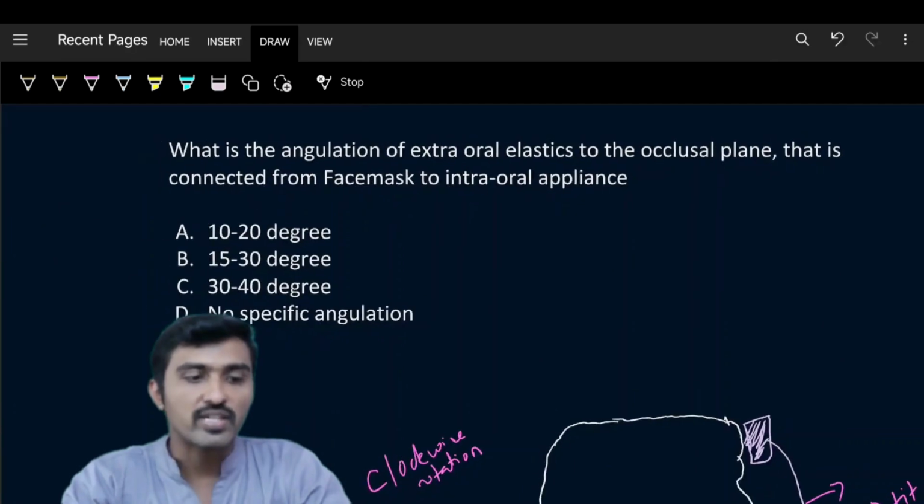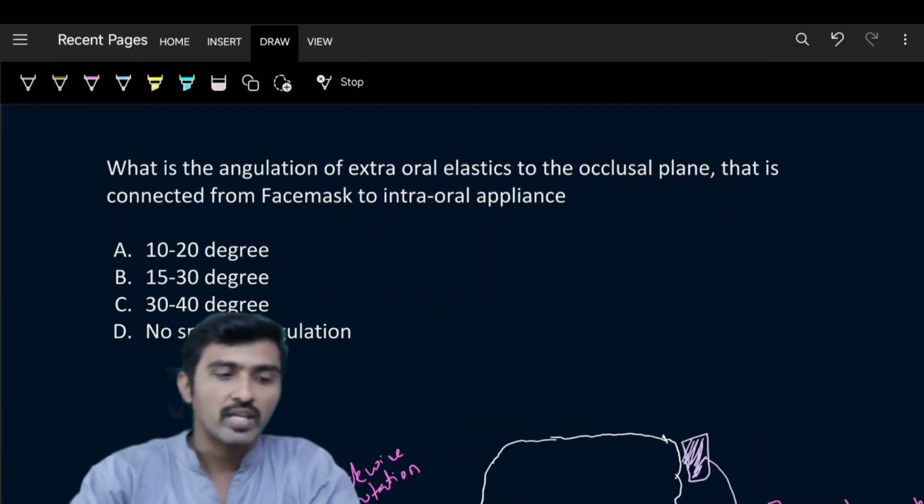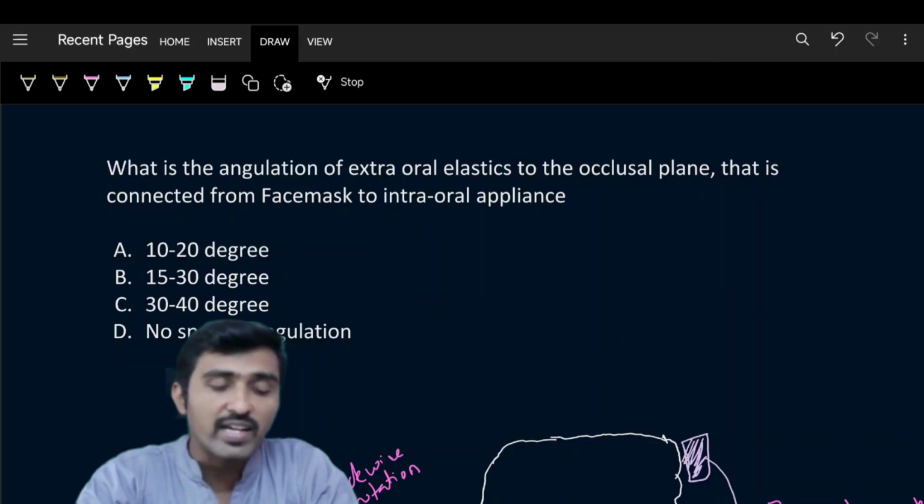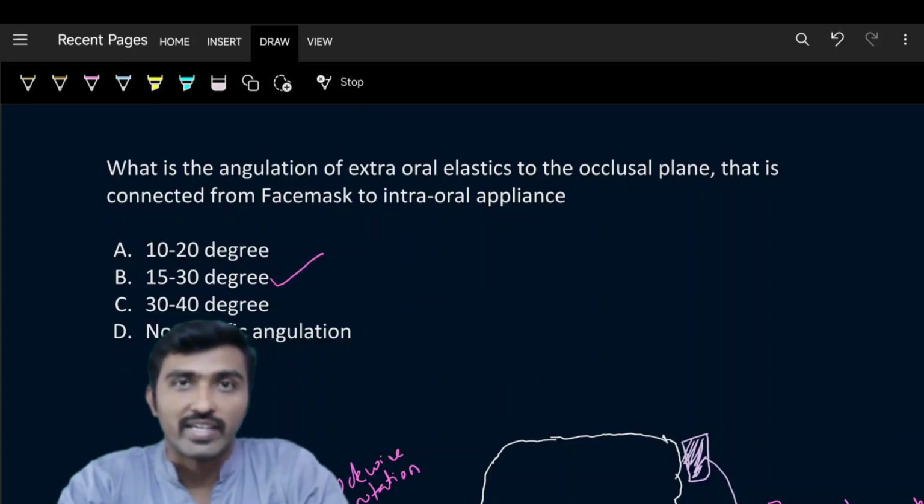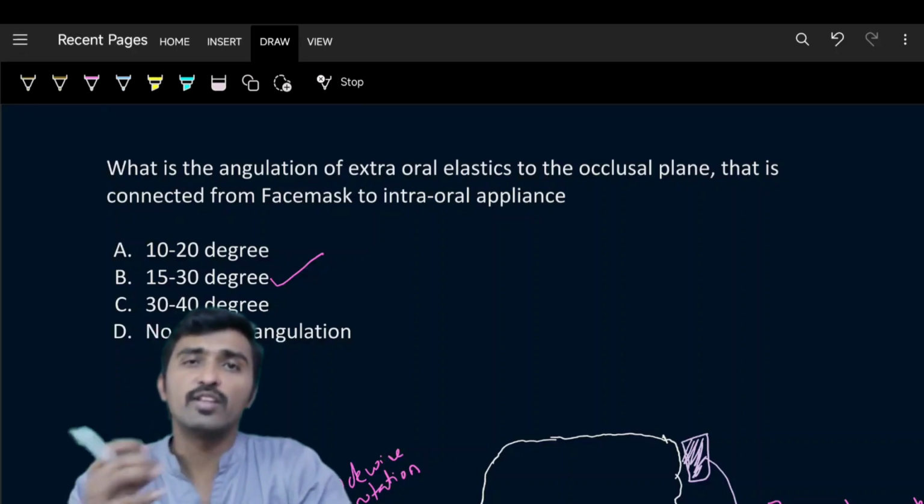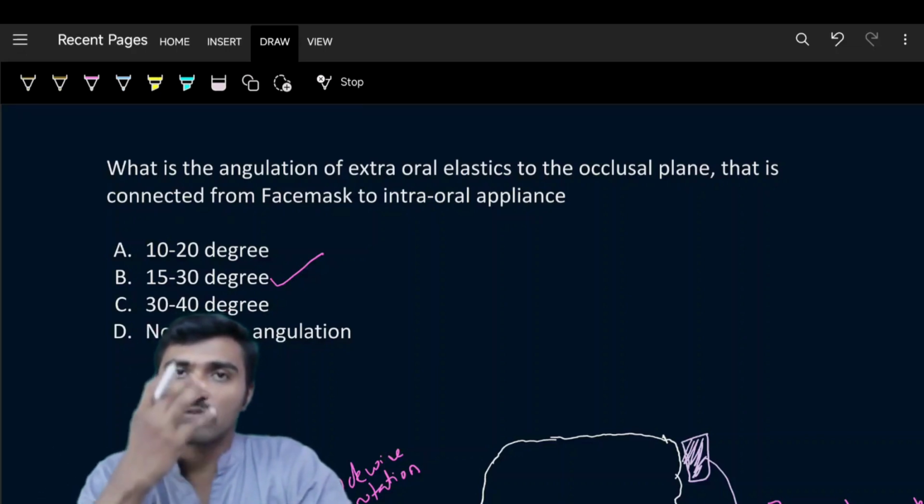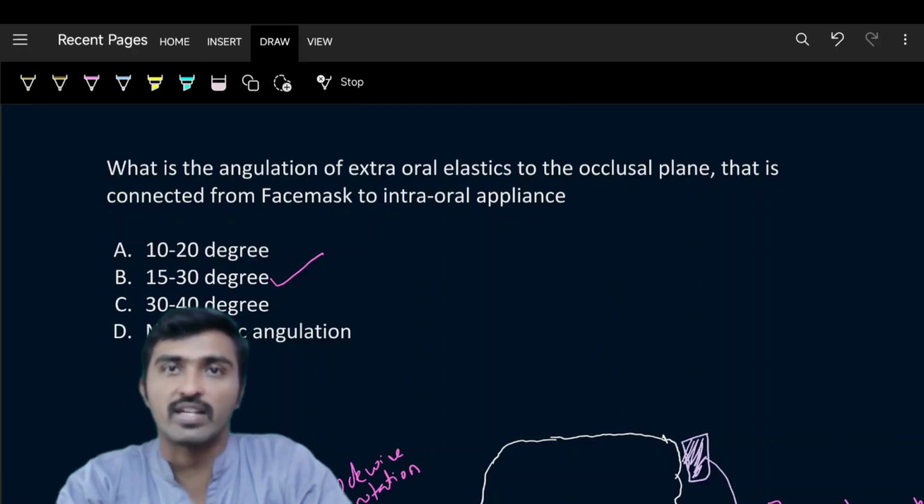So coming to the question, what should be the angulation? According to Dr. William Proffit, he suggests an angulation of 15 to 30 degrees of the elastics to the occlusal plane would be optimum to pull the maxilla not only forward but also downward, so that the clockwise rotation of the mandible can be achieved.